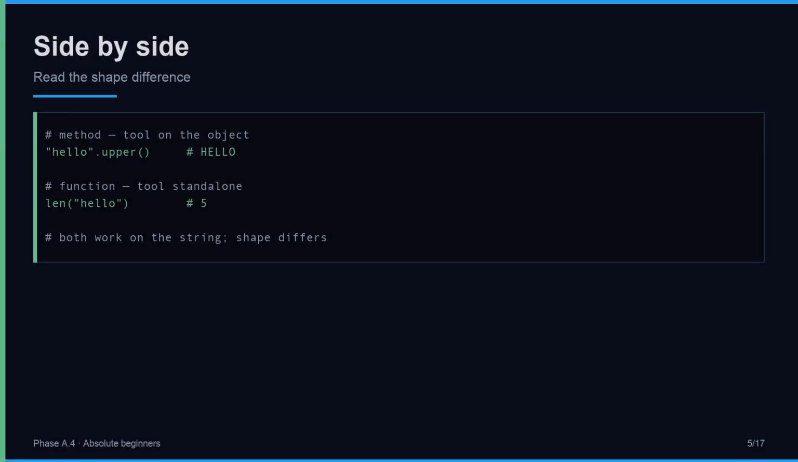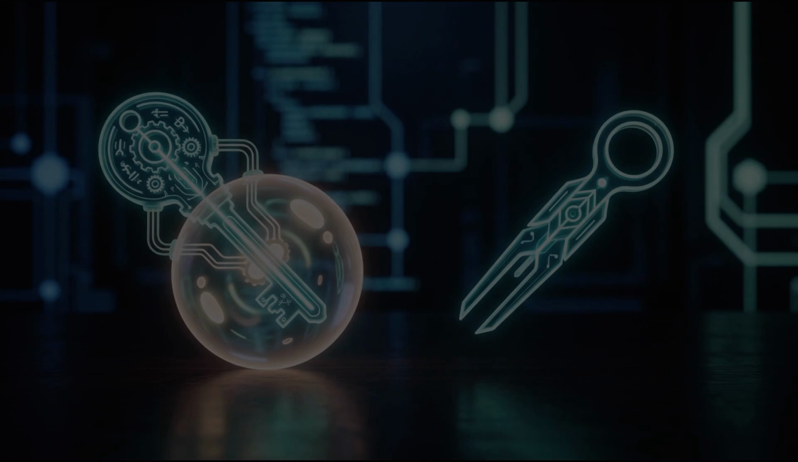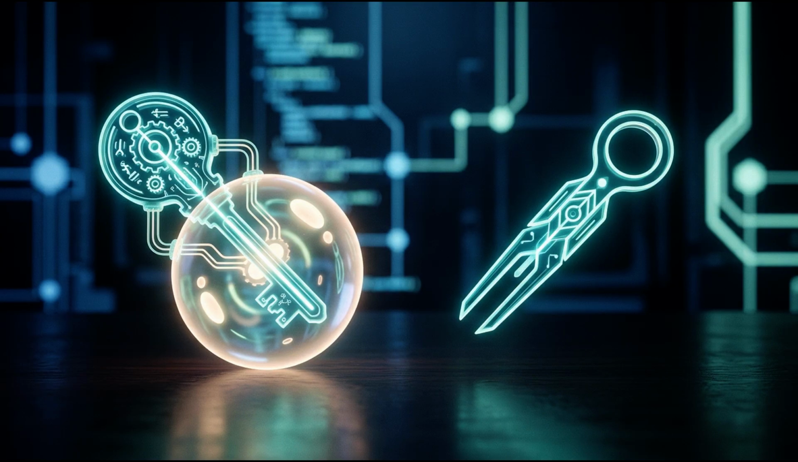Here they are together. Method: object.method, parentheses. Hello.upper, the string owns the tool. Function: function name, object inside parentheses. Len of hello, the function takes the string. The difference is where the name goes. A method starts with the object. A function starts with the tool name. Read the shape and you know which is which. A method belongs to the object. A function belongs to the language. The difference is ownership: belongs versus standalone.